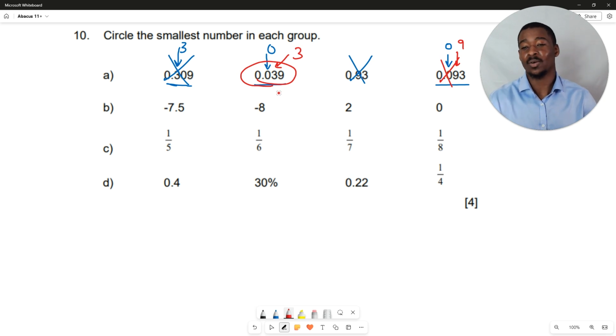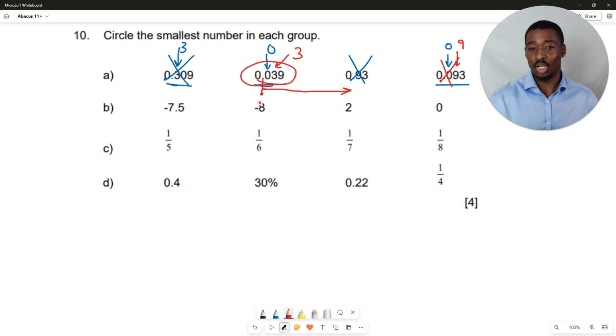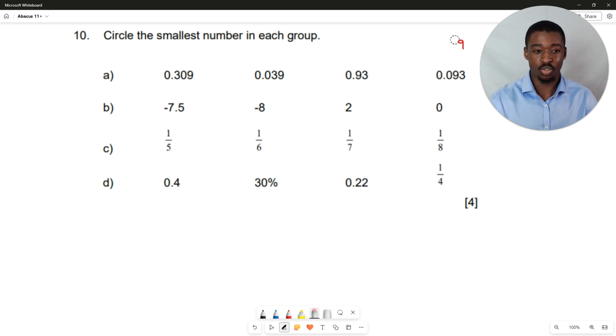So this is how you work out the smallest number when you have decimals. It's not about which number has the most or the least number of numbers after the decimal point. It's more about going through the number step by step, going through the tenths column, hundredths column, thousandths column, and so on and so forth. And this leaves us with our answer of 0.039. Let's make it nice and neat. 0.039.